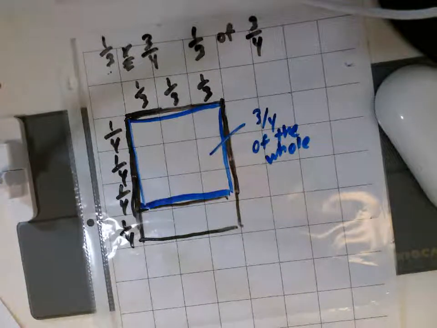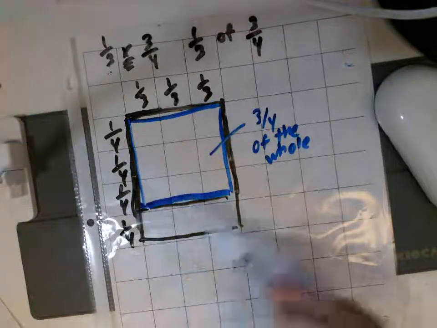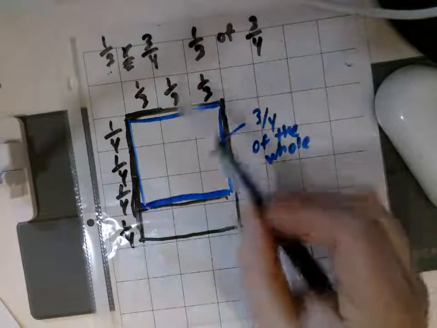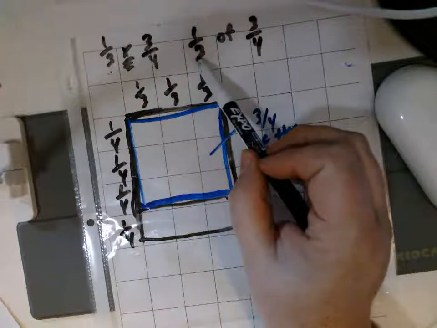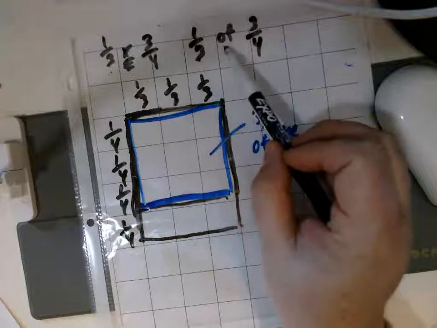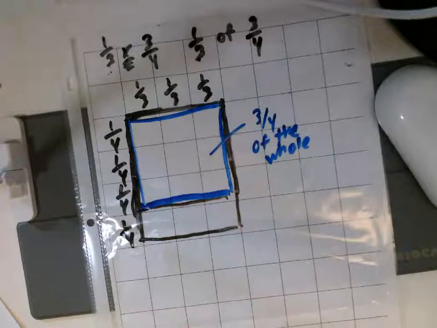If you need to pause this video so you can write, make sure you have all these things down. That's fine. Okay, so now we have 3/4 of the whole. But we want to take that 3/4 and find what is 1/3 of the 3/4.